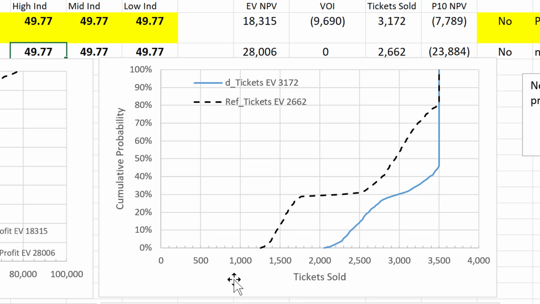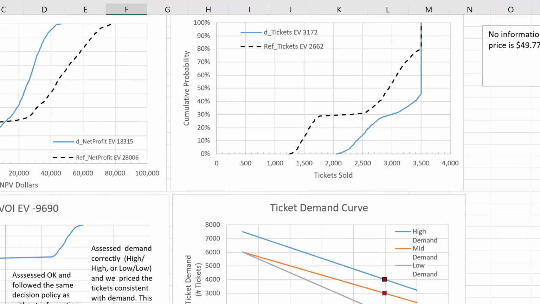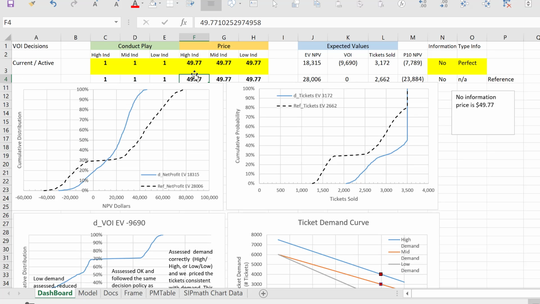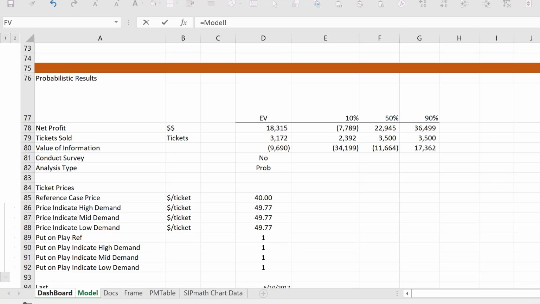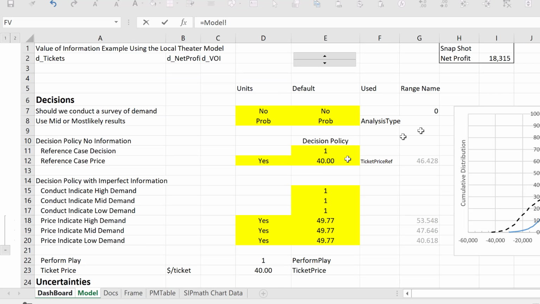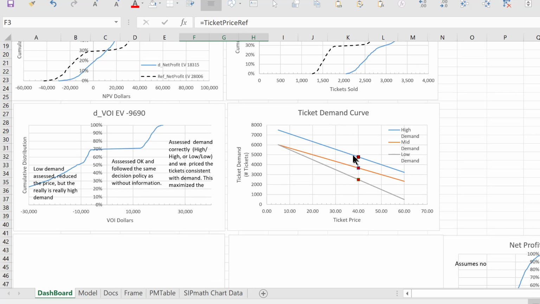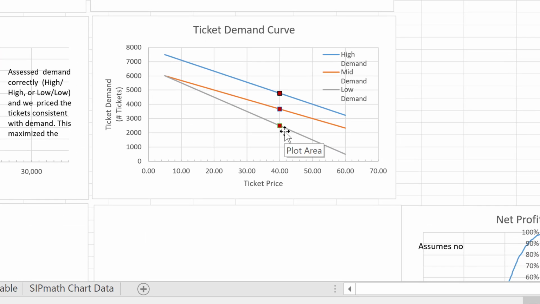So we can see that we have different answers depending upon the ticket price. And down here, I guess these red dots are actually picking up the, I'll tell you what we'll do. We'll come over here and just set these equal to the price that we put in here. Okay, and so now we have down here, we can see where we stand on this demand curve. At $40, we would sell about 2,500 tickets in the low demand, and we'd be able to sell 5,000, except we're limited to 3,500.